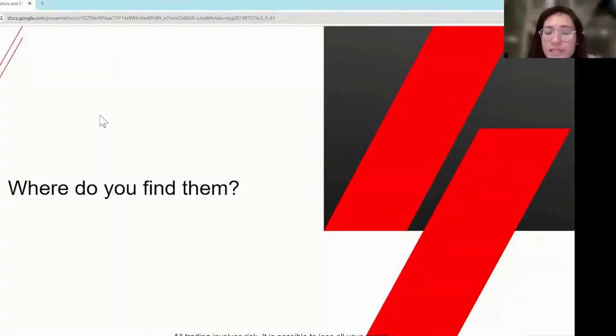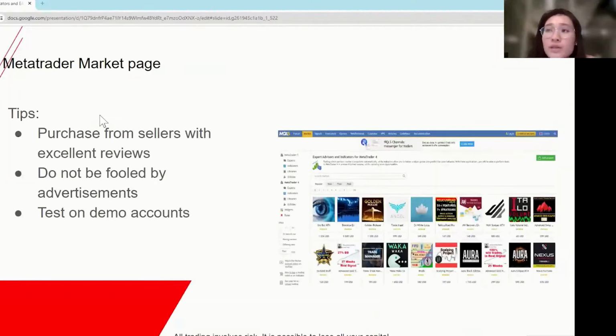So where do you find these EAs and custom indicators? You can find them on your MetaTrader market page. Some tips are to purchase from sellers with excellent reviews, to be careful of any advertisements, and to test these on demo accounts so that they don't affect your capital.